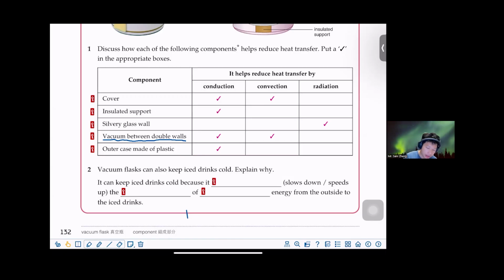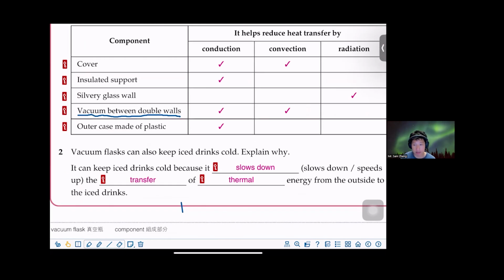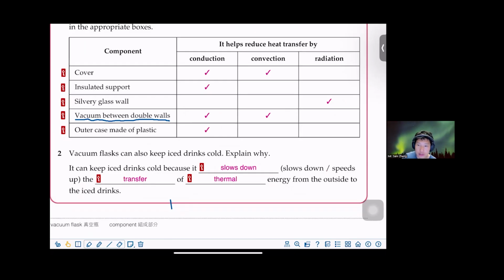Now, when we have a look at it, the vacuum flask can also keep the ice cream cold. So how can we explain it? It can be explained in this way. It can keep the ice cream cold because it slows down the transfer of thermal energy from outside to the ice cream. Remember, we are not trying to gain or speed up the transfer of cold energy. We do not have cold energy. We only have thermal energy. So if the thing can keep cool, then in this case, we are just trying to slow down the transfer of thermal energy. Is okay?